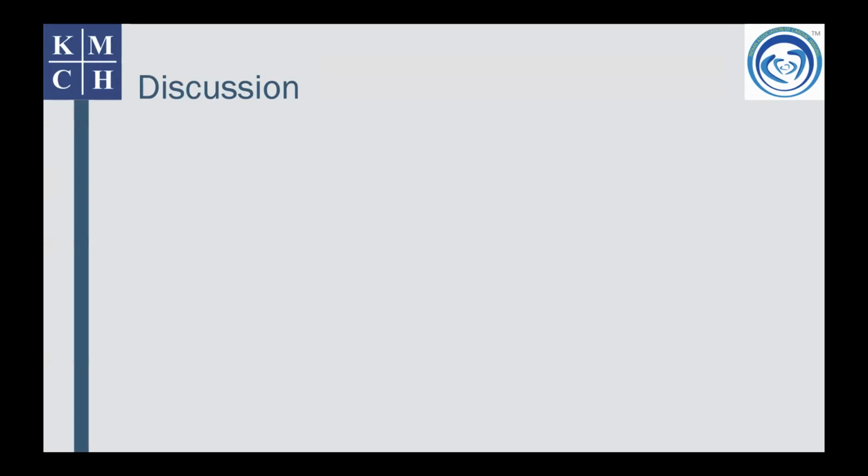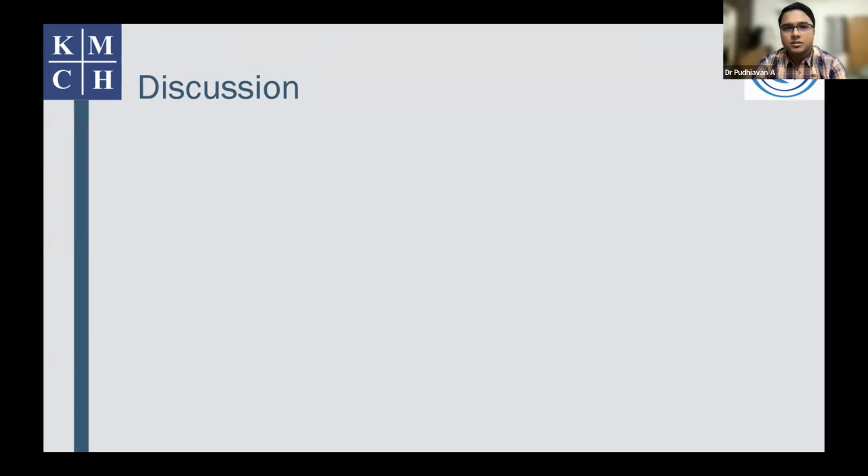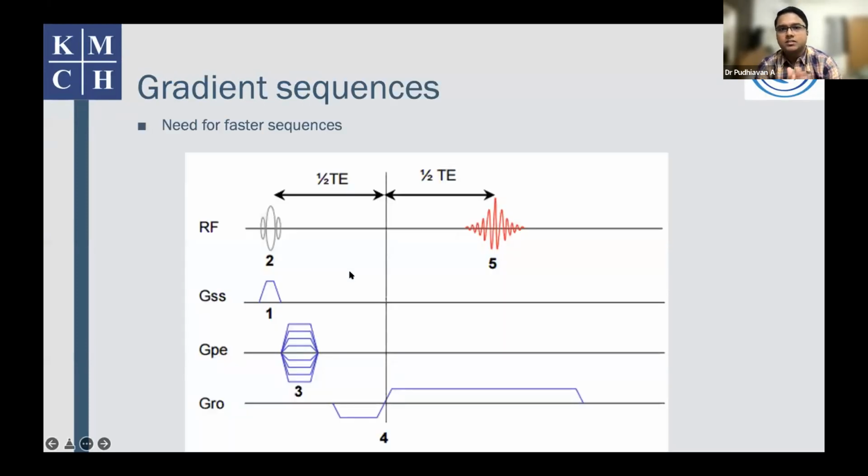Yeah, sure. So the next set of sequences is the gradient sequences, or gradient echo sequences. Why were gradient echo sequences needed? One important drawback of a spin echo sequence is that it is time consuming. You give a 90-degree RF pulse, then give another 180-degree RF pulse, wait for the rephasing to happen, and then you acquire the image. This was a time consuming process and we needed faster sequences.